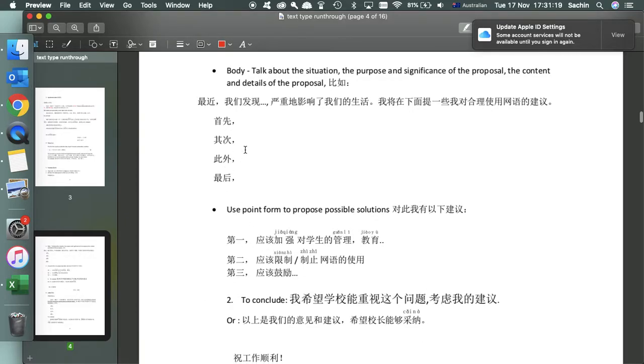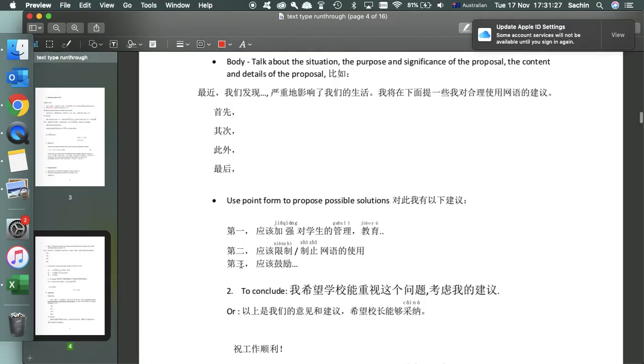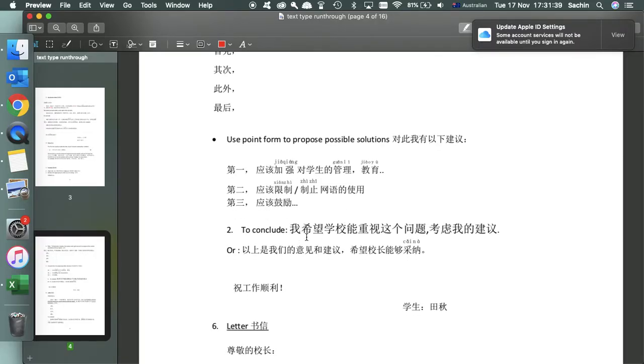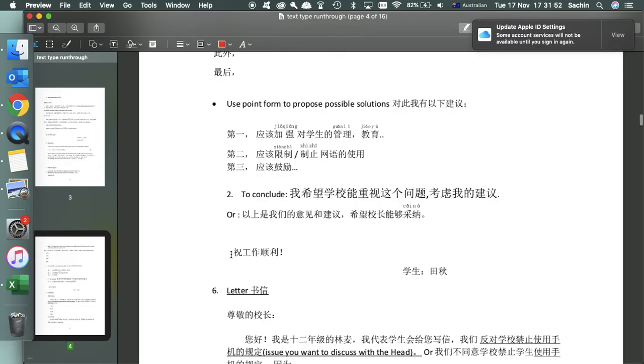So after you go 首先, after you state your issues and stuff, you use stuff like 第一, 第二, 第三, and then you state your solutions of how you can combat the issue here. And then to conclude, you can just say 我希望您考虑我的建议. So I hope you can consider my proposals or suggestions, and then end with 祝工作顺利, and then state your name and who you are.